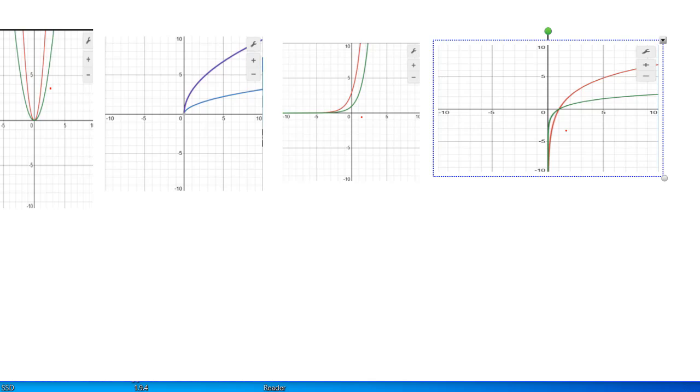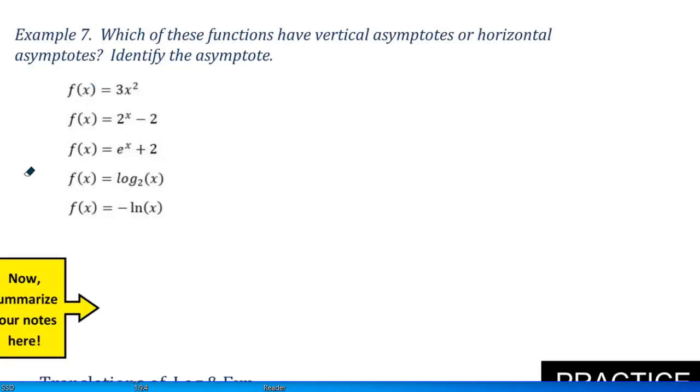Okay, last problem here is this. Which of these functions have vertical asymptotes or horizontal asymptotes? Identify the asymptote. So hopefully, having done this Ed Puzzle video, you have seen examples of all of these, and now you know what they look like. So I know x squared, of course, is a parabola, and we know that has no asymptote, right? None. It has a vertex, it has a bottom, but it doesn't have an asymptote.